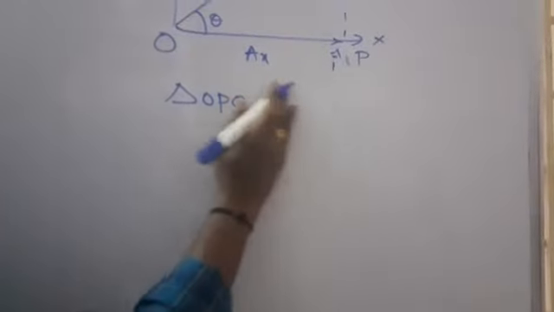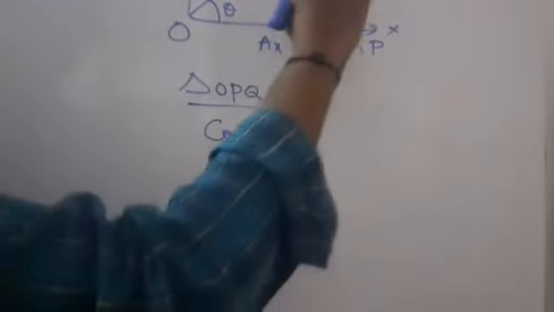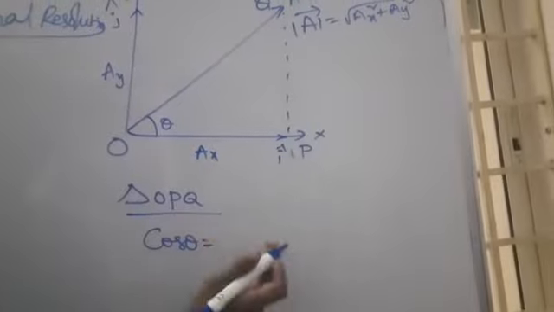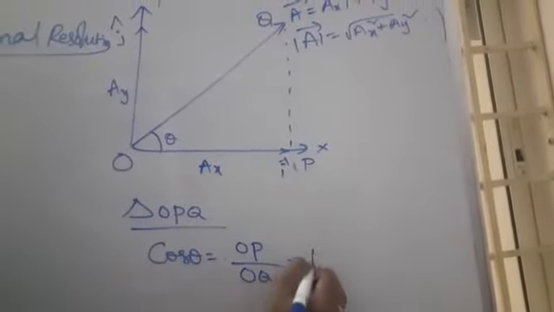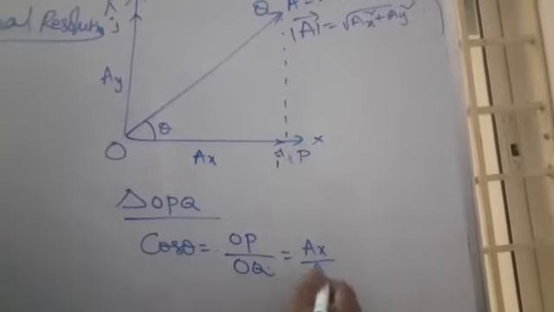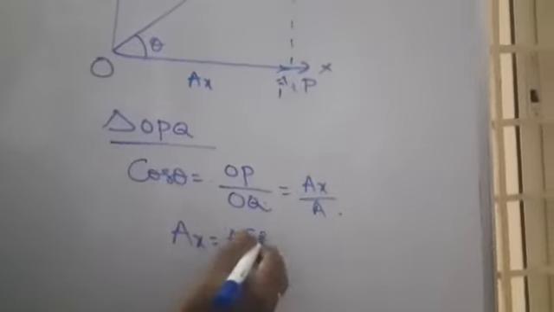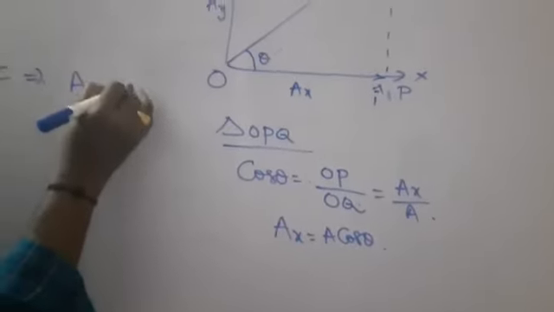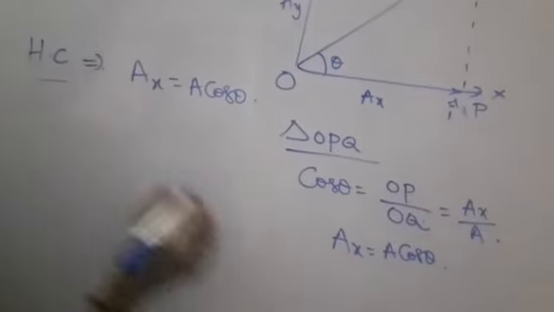From triangle OPQ, cos theta is equal to the adjacent side, that is OP, divided by OQ, that is Ax divided by A. Ax is equal to A cos theta. This is Ax, equal to A cos theta. It is called the horizontal component.